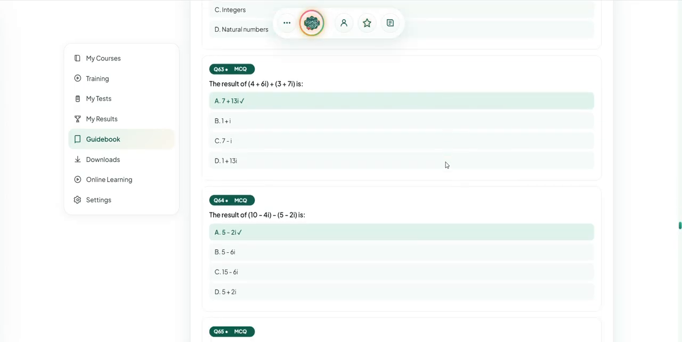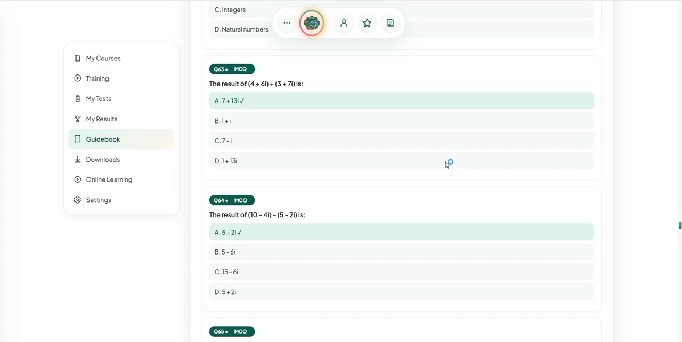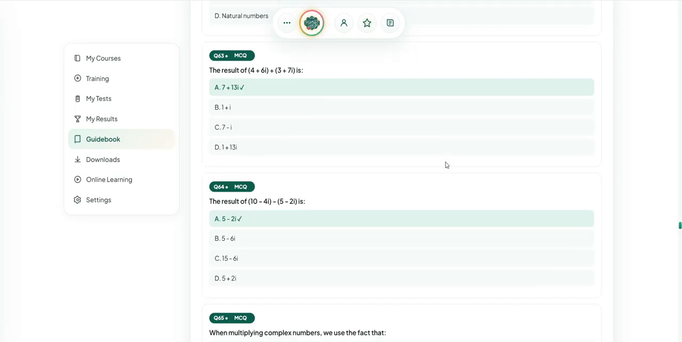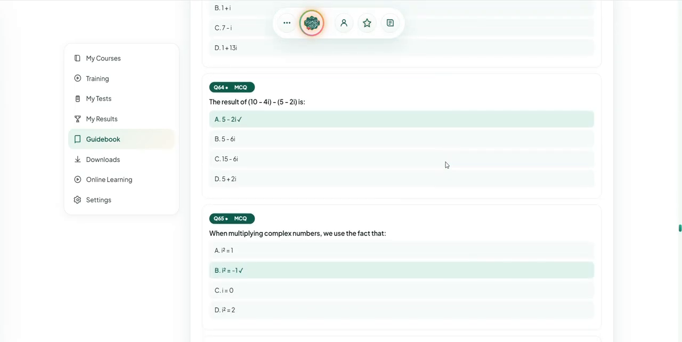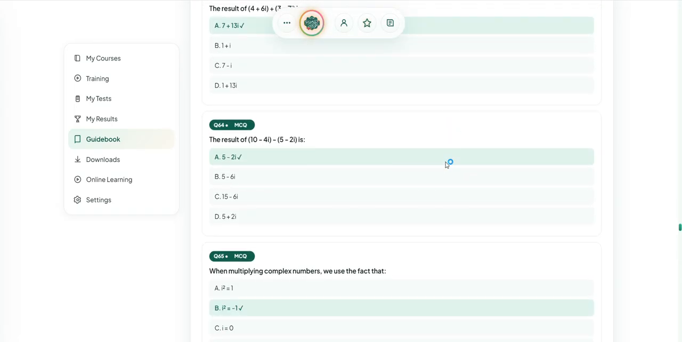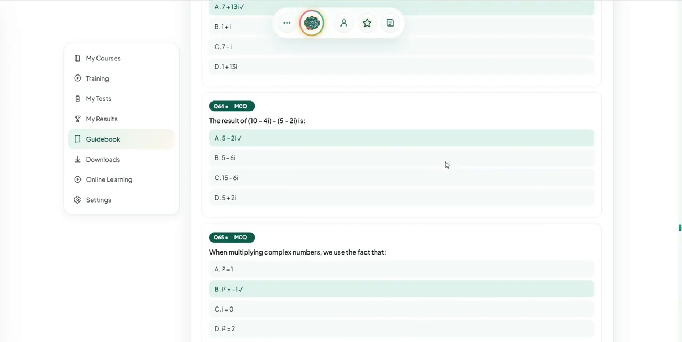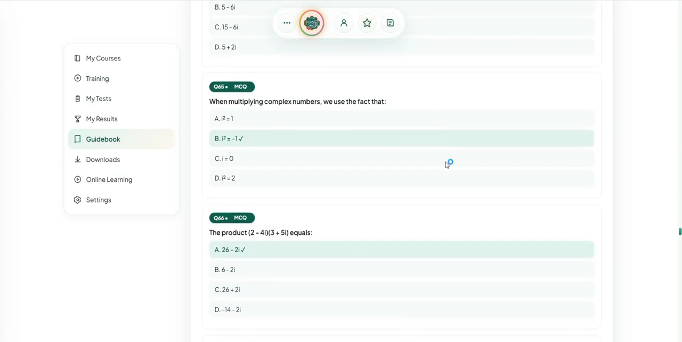The result of 4 plus 6i plus 3 plus 7i is 7 plus 13i. The result of 10 minus 4i minus 5 minus 2i is equal to 5 minus 2i. When multiplying complex numbers, we use the fact that i square is equal to minus 1.